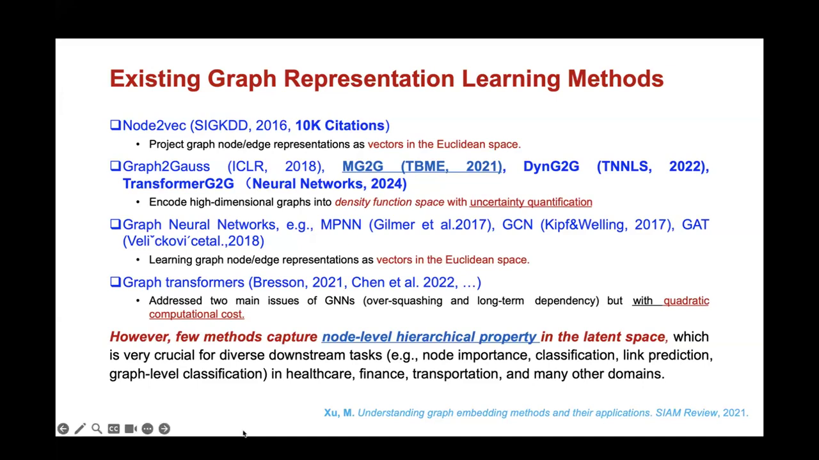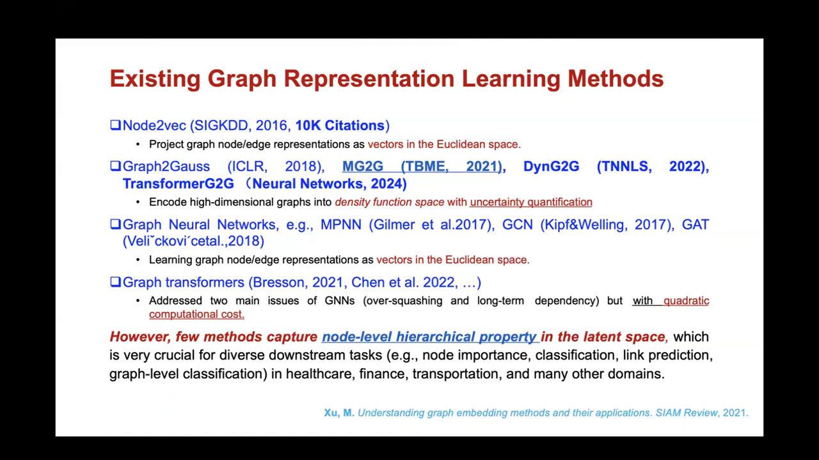However, these also learn the node representation or edge representation as vectors in the Euclidean space. And now, since large language models have become very popular, there are quite a lot of works on graph transformer models. They can address the two main issues of graph neural networks, over-squashing and long-term dependency, but with a considerable computational cost due to the self-attention mechanism.